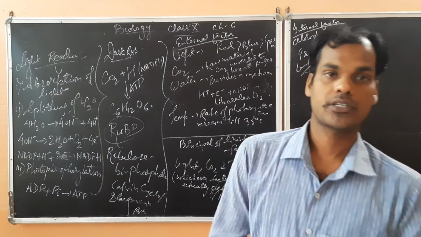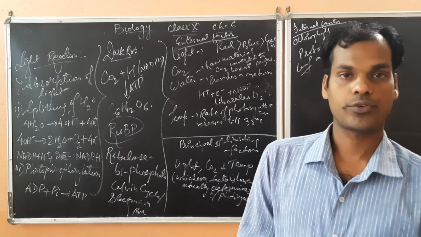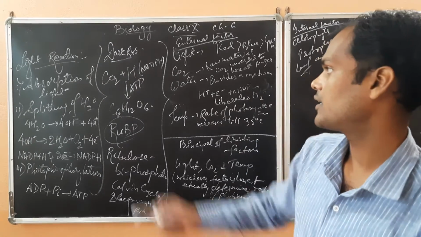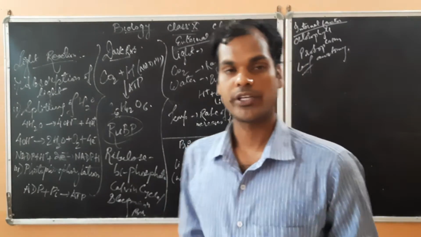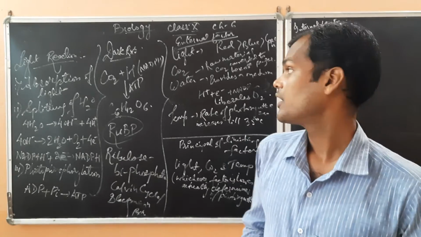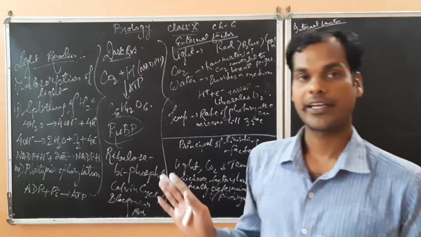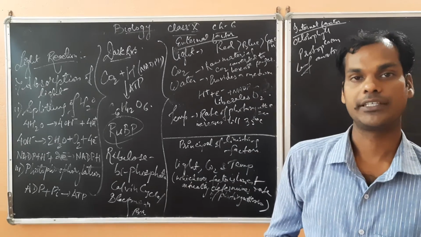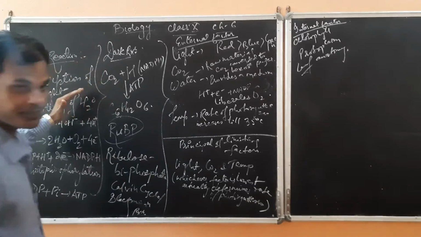Today I am going to discuss with you all the two phases of photosynthesis. The phases are light reaction and dark reaction. As the name suggests, light reaction is dependent on light and dark reaction is independent of light. Okay, so we will see what happens in light reaction.